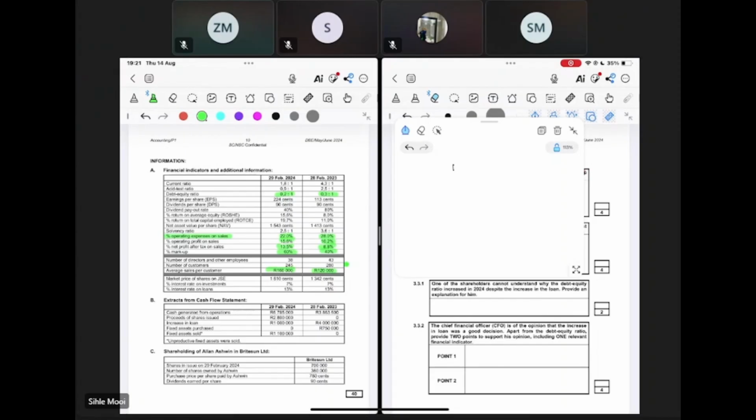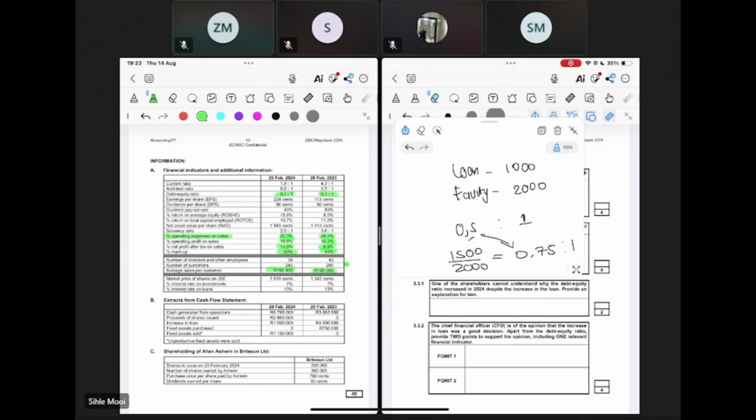Let's say our loan in 2023 was 1,000 and our equity was 2,000. So then our debt to equity ratio would be 1,000 divided by 2,000, which will give us 0.5 is to 1. Now they're saying what happened? There was an increase in the loan. Let's say we increased our loan by 500, so the loan is now 1,500. Now it's 1,500 divided by 2,000, and that gives us 0.75 is to 1. Do you see? We went from 0.5 to 0.75.